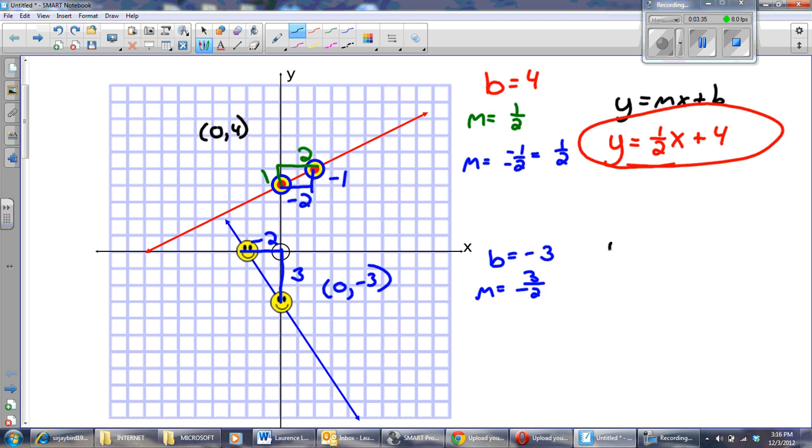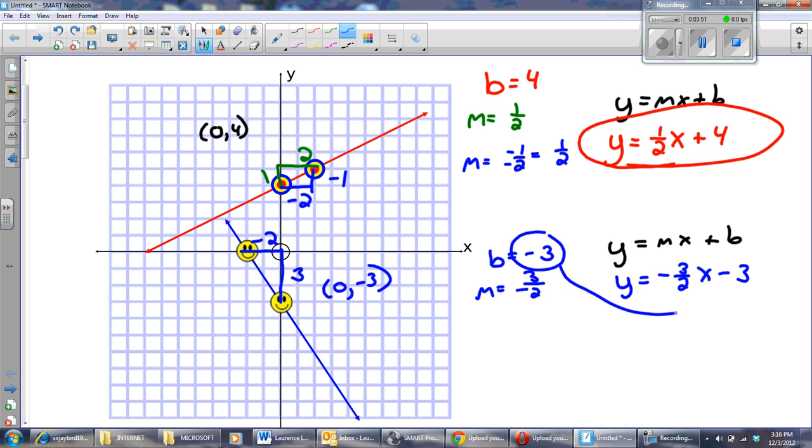Again, using the equation y equals mx plus b, all I do is fill in what I know. Y equals -3 over 2x minus 3. This went right here, and this went right there.